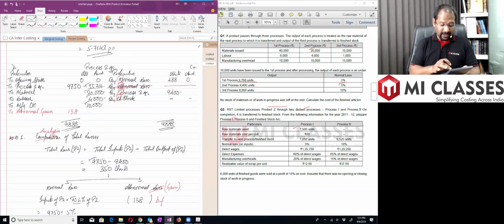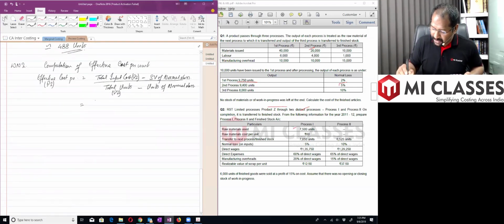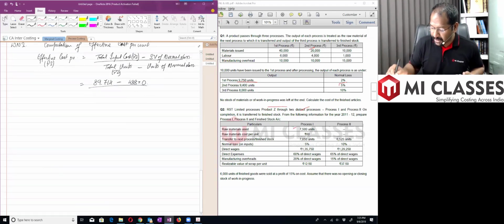55,714 plus 20,000 plus 4,000 plus 10,000. The total becomes 89,714. So this becomes 89,714 minus how much was my normal loss? 488 multiplied by how much? 0, because scrap value is not mentioned. Very good. Divided by how many units we have? We had 9,750 units minus 488 units.